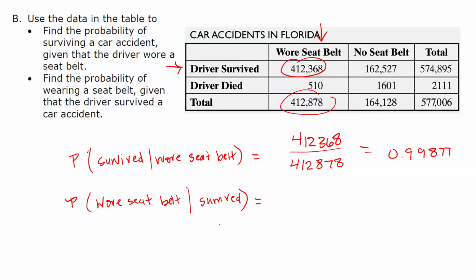Now we're going to be looking at the probability of wearing a seatbelt given that the driver survived an accident. So how many total people survived an accident? 574,895. Of those people, how many wore a seatbelt? 412,368. That's 0.7173. All right. And that concludes section 11.7.